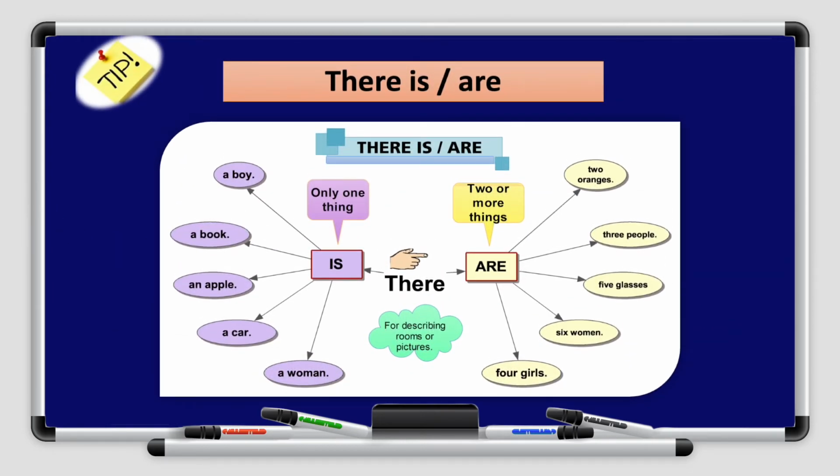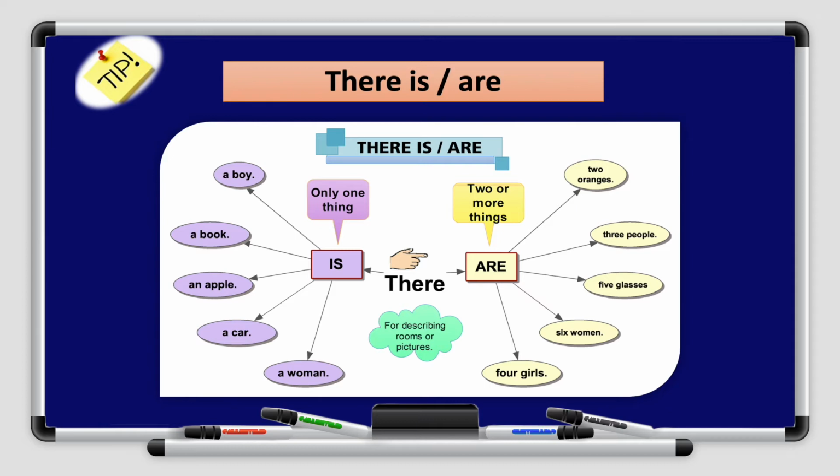Concentrate on the diagram with me. We use there is if we are talking about only one thing. There is a boy, there is a book, there is an apple, there is a car, and there is a woman. And on the other hand, we use there are if we are talking about two or more things. There are two oranges. There are three people. There are 5 glasses. There are 6 women.